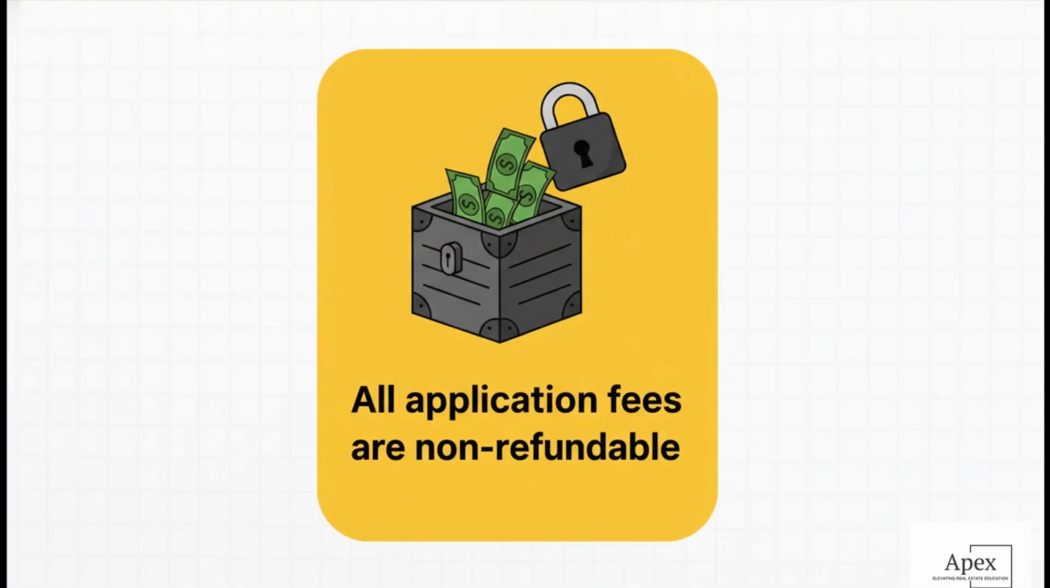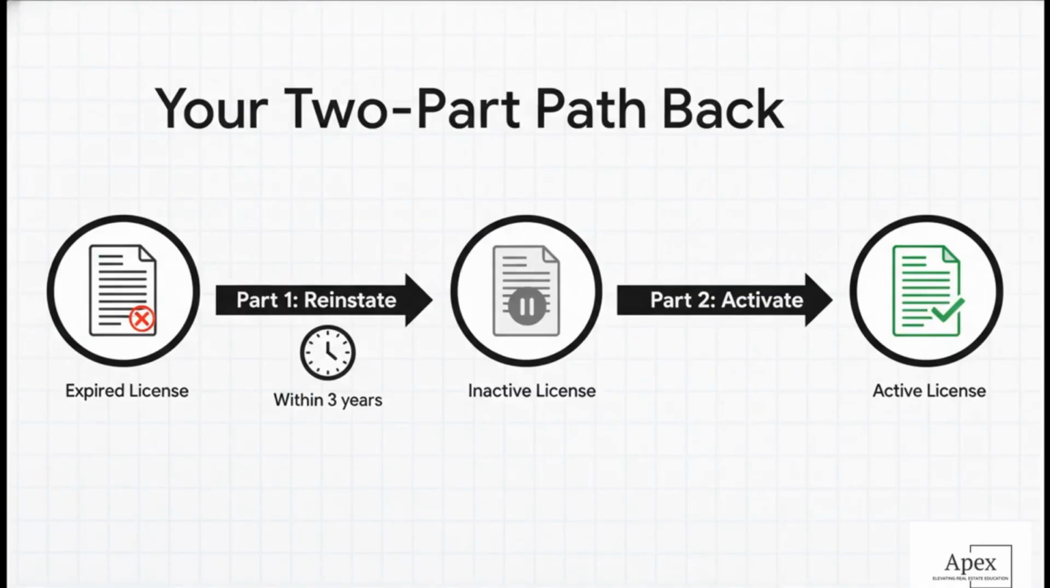And just a quick but really important heads up about those fees. The DRE is very clear that once you pay them, that's it. They are non-refundable. So you definitely want to make sure you have all your ducks in a row before you hit that submit button. So let's boil this all down one last time. It's a 2-part path. Part 1 is to reinstate your license from expired to inactive, and you've got to do it within those 3 years. Part 2 is to activate that inactive license so you can get back to an active practicing status.